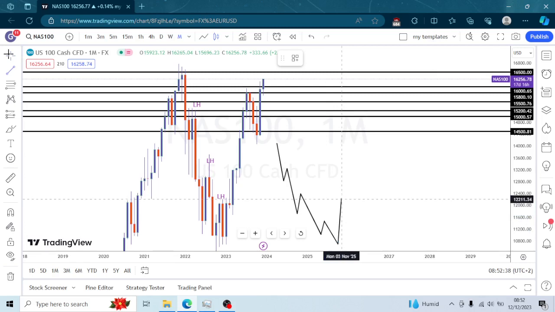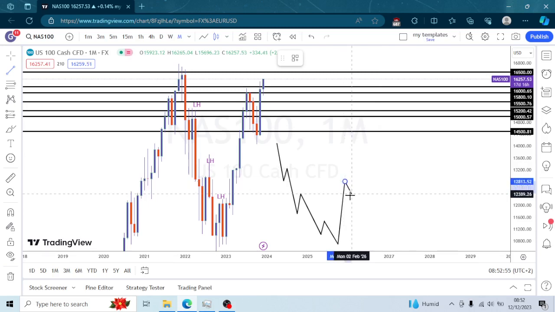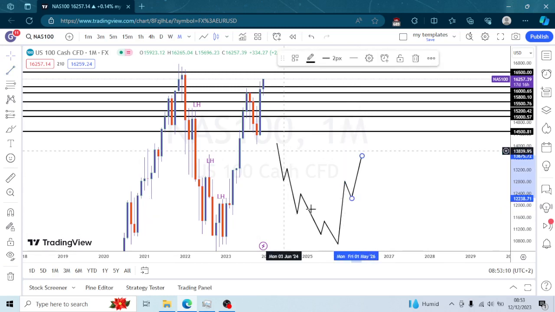Actually, it even broke the second one. Let's expand it. It broke even the second one slightly like this. It broke these two previous lower highs, and then the next thing that it did was a retest of the previous lower high like this. Breakout, retest, and then continuation, the start of a new trend. It went from creating lower highs to creating higher highs and higher lows, right?